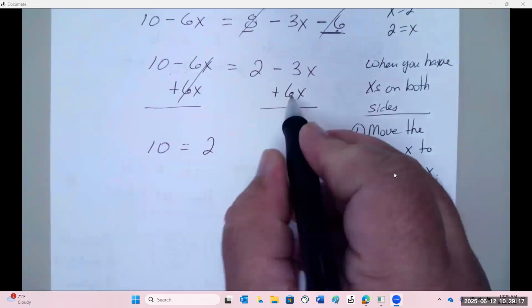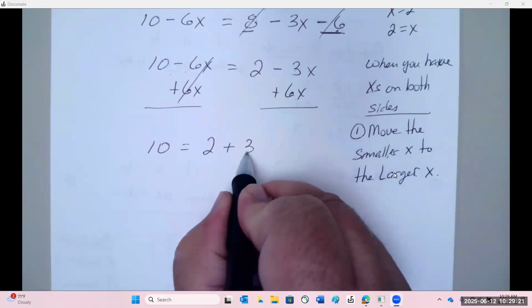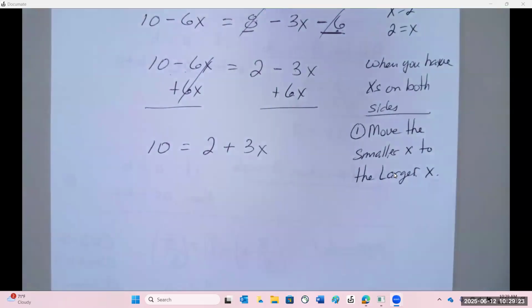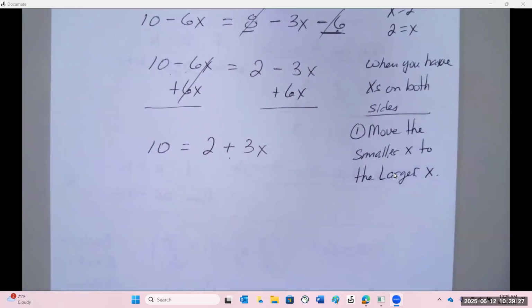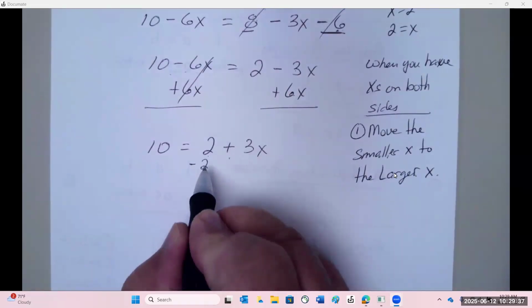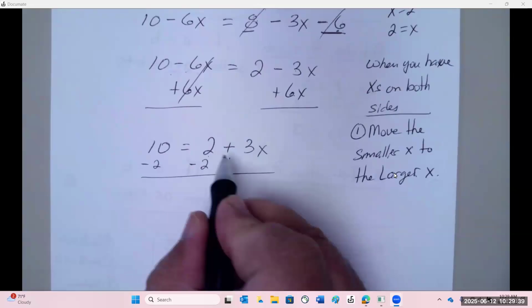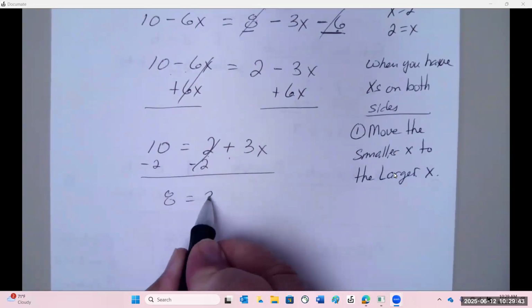So here we have 6 minus 3. Since 6 is bigger, notice we have a positive coefficient in front of the x. All the x's on one side. So that means everything else has to go to the other side. So we have to get rid of the 2. We subtract 2 from both sides. 10 minus 2 is 8.